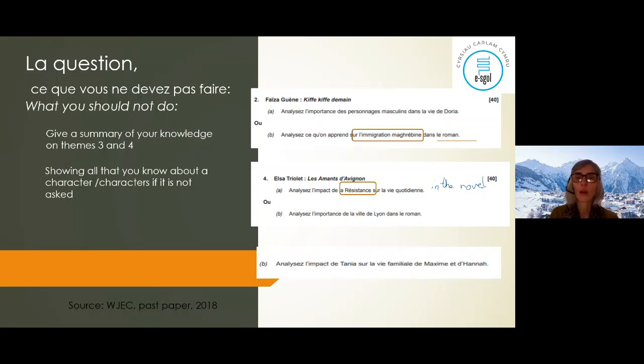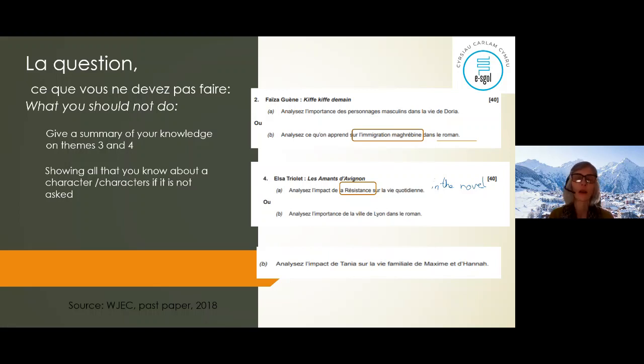The same way, in Un secret de Kif Kif Demain, when you have to analyze the impact of Tanya on the family life of Maxime and Anna, you don't need to discuss the whole life of Tanya. It's only the impact she has on the married life of Maxime and Hannah. So you don't need to discuss, for example, the death of Hannah in itself. You don't need to describe it all. It's just the impact of Tanya.